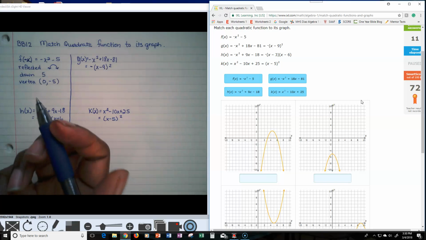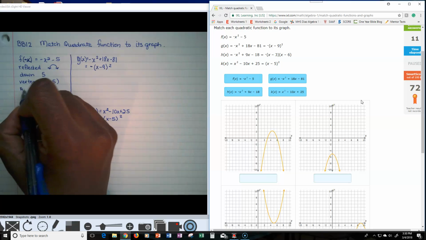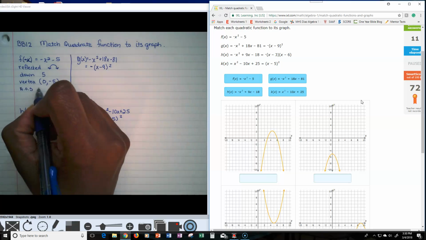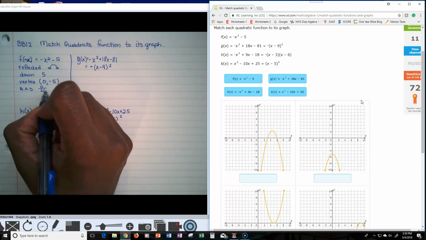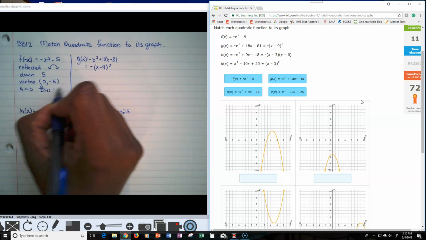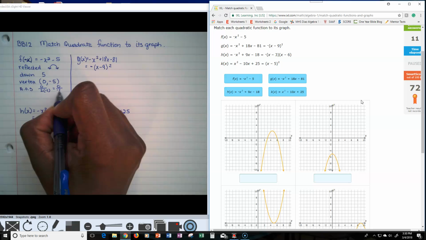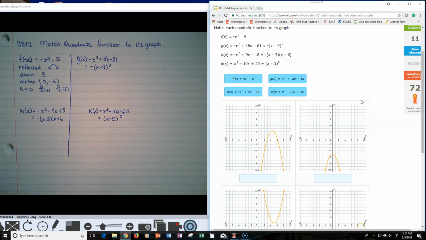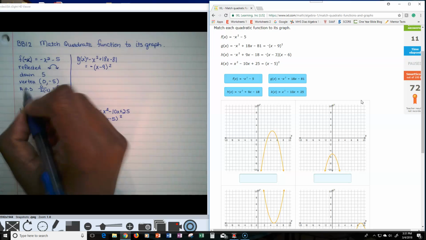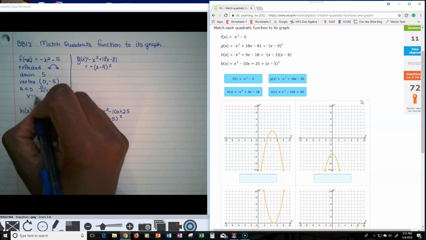Oh, then I could find the axis of symmetry too. So the axis of symmetry would be the opposite of b. There is no b, so that's 0 over 2 times -1. So 0 over -2 is 0. So I know that my parabola is going to be split in half at this 0 point. So x is equal to 0.